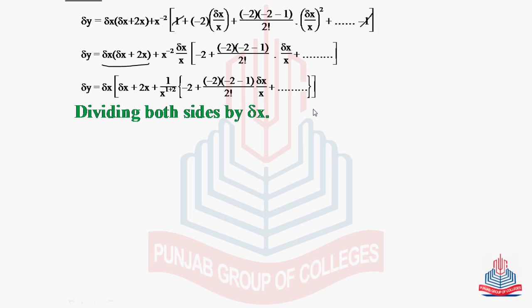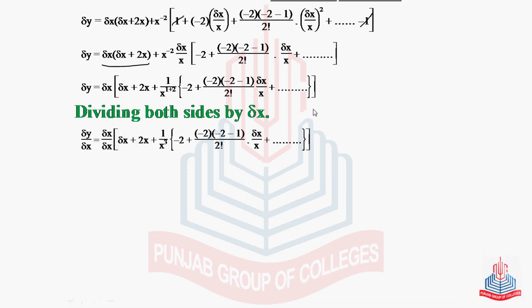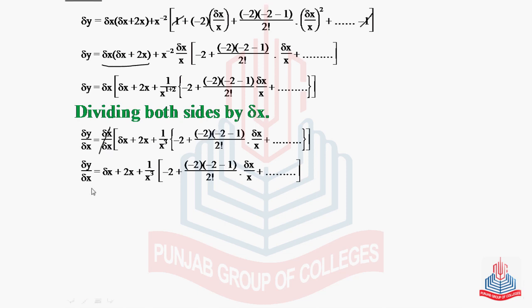Now dividing both sides by delta x. So delta y over delta x is equal to delta x over delta x, and this bracket portion again will remain the same. This will be cancelled out, and delta y by delta x, and the remaining thing is delta x plus 2x plus 1 over x raised to the power 3 times minus 2 plus (minus 2)(minus 2 minus 1) divided by 2 factorial and delta x over x and so on.